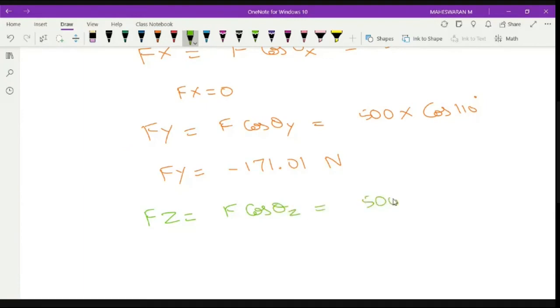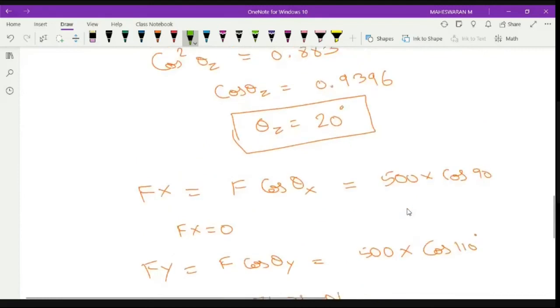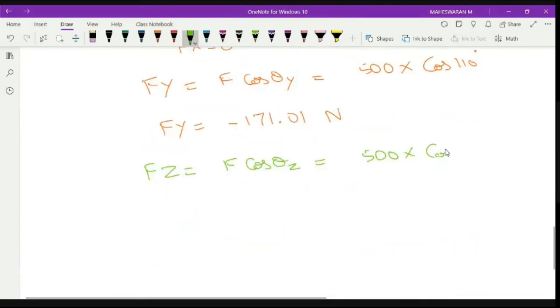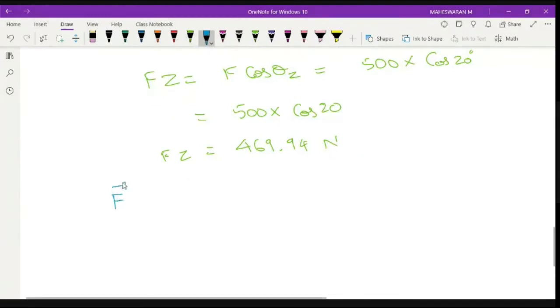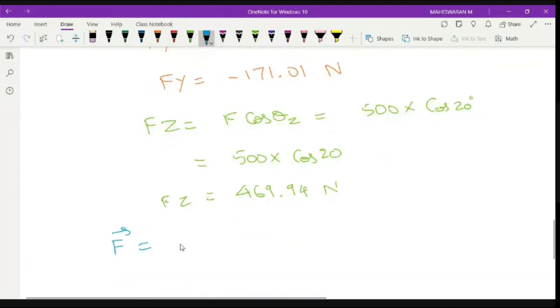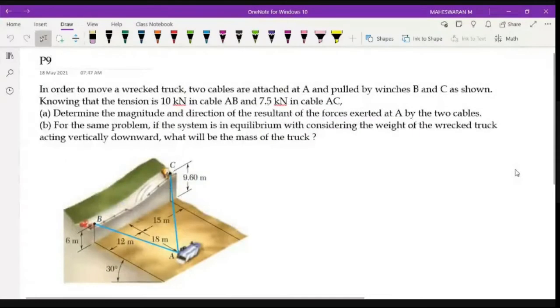Last, I can also identify Fz, which is equal to F cos theta z. We have 500 into cos of theta z, which is 20 degree, giving 469.94 Newton. So these are my forces. If I want to write it, I can write F vector is equal to, you don't have i vector, that is 0, so minus 171.01 j vector plus 469.94 k vector.